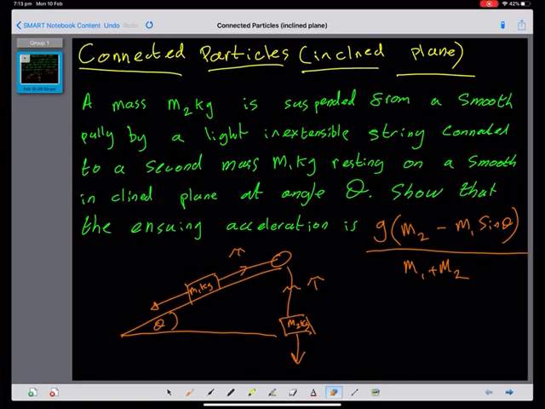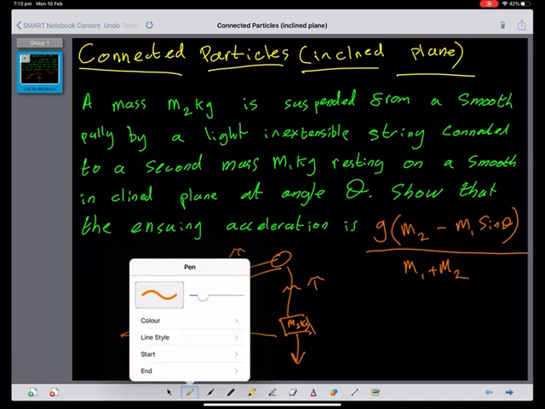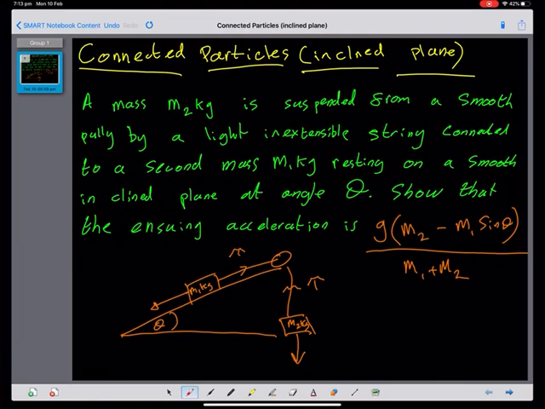I was sent this problem by Adonis, which was someone's screen name. There were a few things missing in the question, so I'm just going to go over them now. I've added the words smooth, inextensible, smooth again, and light. Those words were missing in the question you sent me.